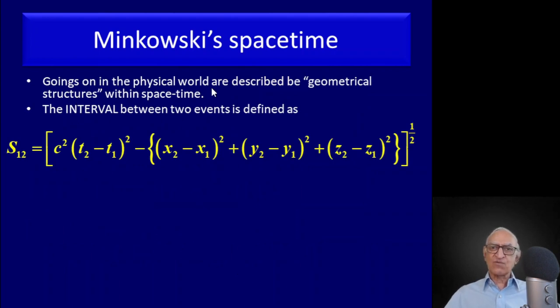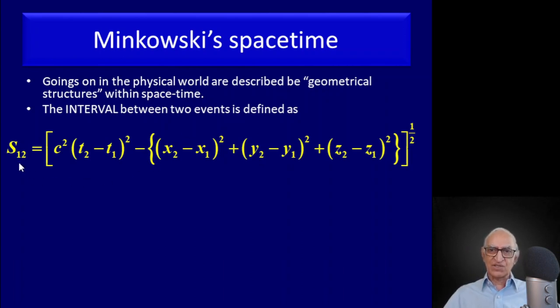Goings on in our real physical world are described by geometrical structures within space-time. So there are curves and cones and straight lines in Minkowski's space-time. Those geometrical constructions represent real physical events in our physical world. Now let's consider two points in Minkowski's space-time. What is the distance between these two points? What is the interval between these two events?